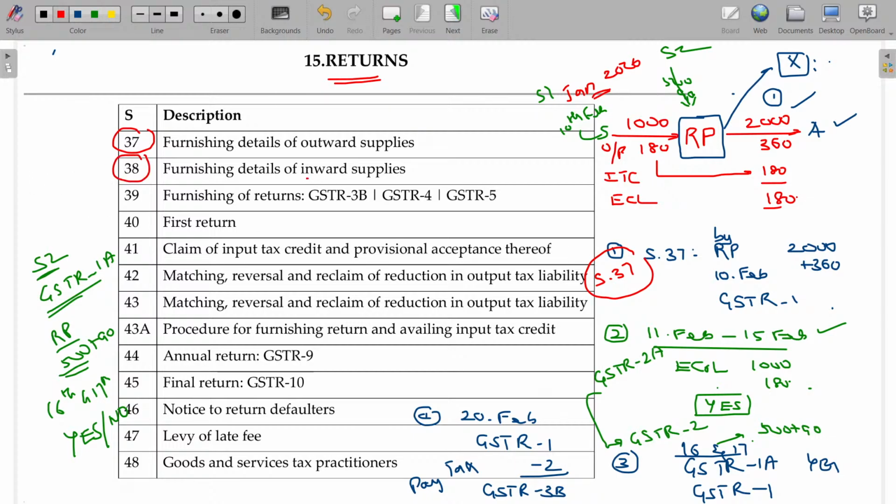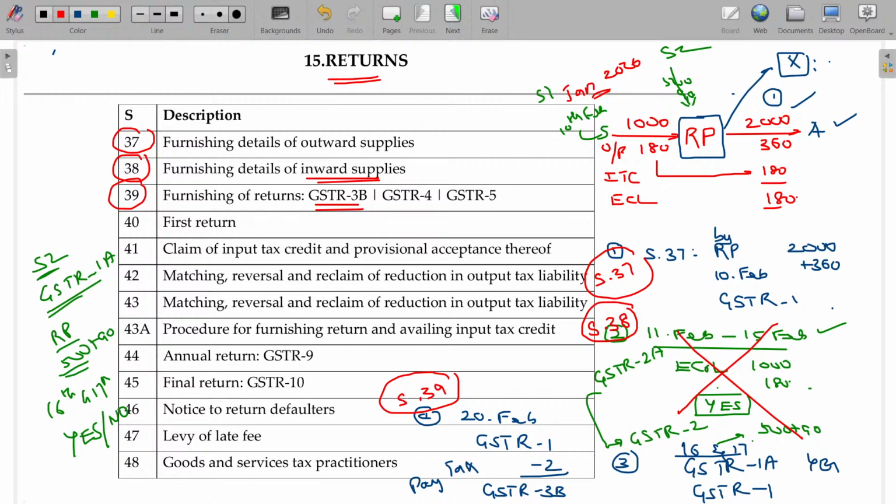Section 38, furnishing details of inward supplies. For CA, you don't have to study this section. I have included it to give the sequence, but it is not required for your examination purpose. And section 39 is all about furnishing the returns under GSTR 3B.